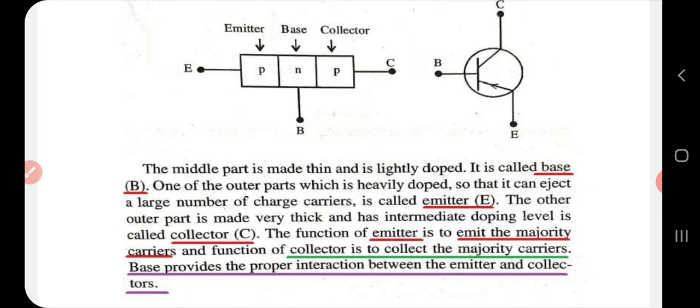So study the definitions of emitter, base, collector and their functions. Then note the difference between NPN and PNP transistors, I mean the circuit symbols. Then study about the full wave bridge rectifiers. Now in the next class we will learn about the working of NPN and PNP transistors. For today this is enough. Okay, thank you.